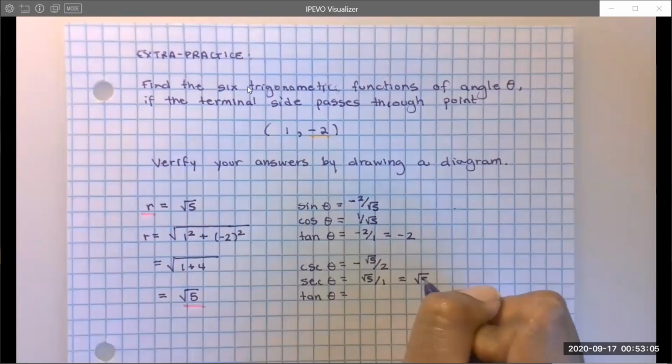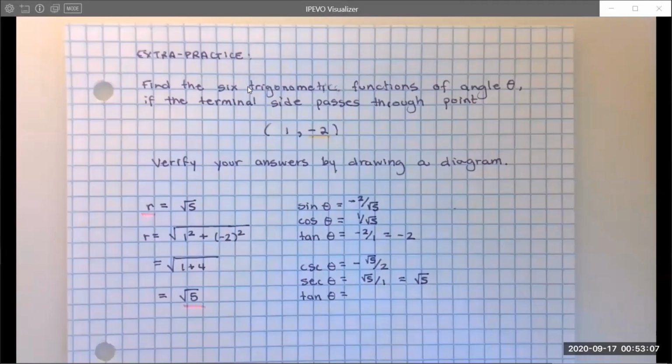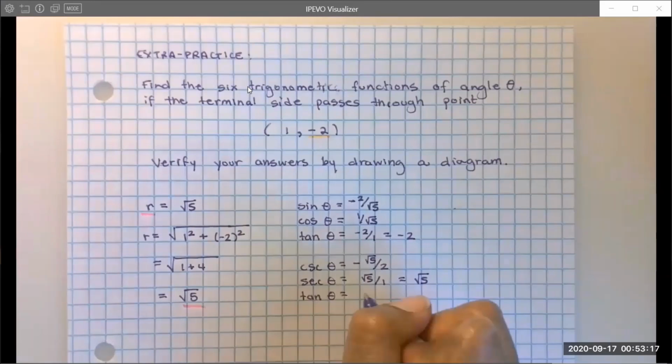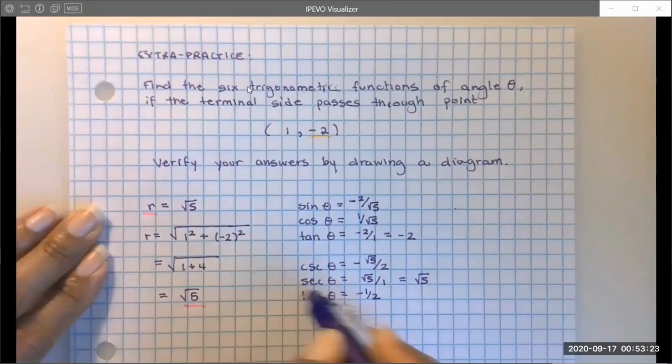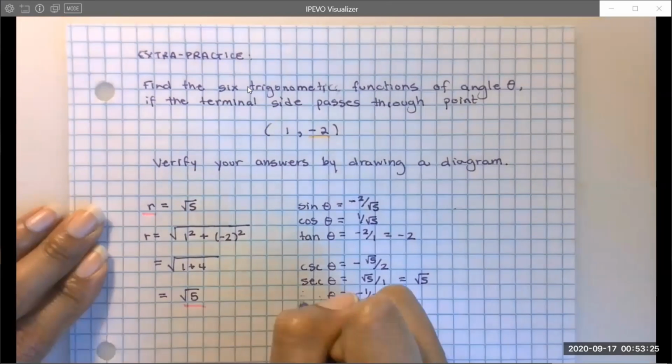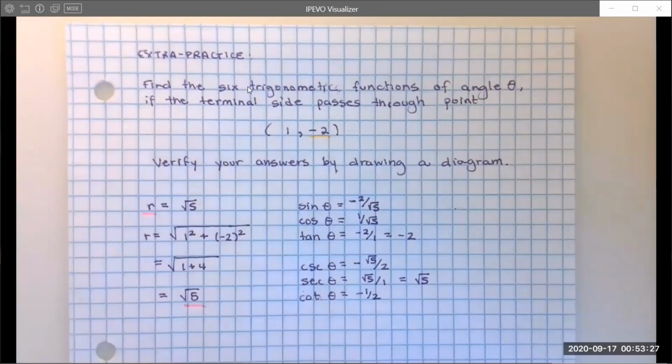And finally, for cotangent, what do we get? Negative 1 over 2. Good. So negative 1/2. Awesome. Oh, sorry, I wrote tangent again. I meant cotangent. Thank you. No wonder people were quiet.